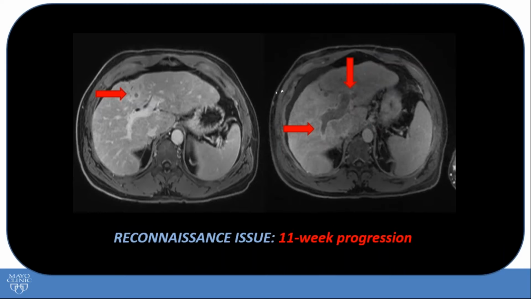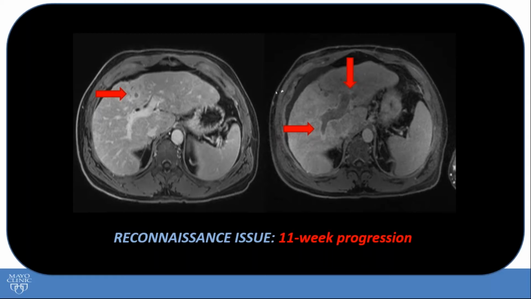When you look at a lesion, for example, this hepatic segment 4B lesion that was biopsy-proven HCC, someone can say, well, that's a small nodule, I can ablate it. But if you look at the way this patient ultimately progressed, there was bilobar vascular invasion extending to the main portal vein within 11 weeks.